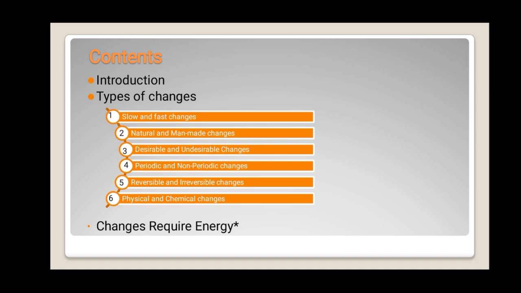First is slow and fast changes. Second is natural and man-made changes. Third is desirable and undesirable changes. Fourth is periodic and non-periodic changes. Fifth is reversible and irreversible changes. Sixth is physical and chemical changes. And the last one is changes that require energy. So let's start with the introduction.